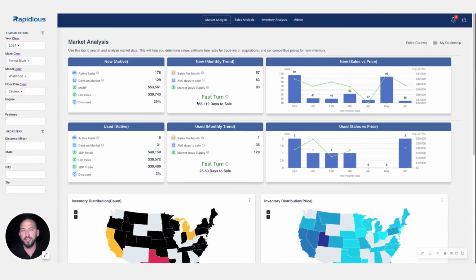This is not the most exciting part of our tool. This is just a part of the tool that helps you make a quick and informed decision when you're doing an appraisal, setting up a consignment deal, or pricing new inventory, where the real meat and potatoes in Titan, and where the most value comes from, is in our inventory analysis.